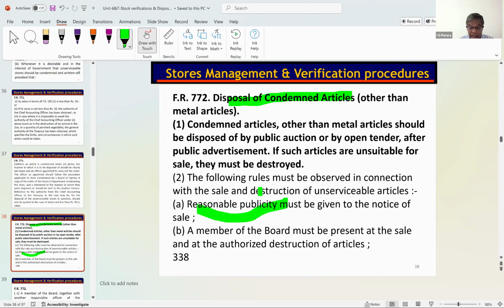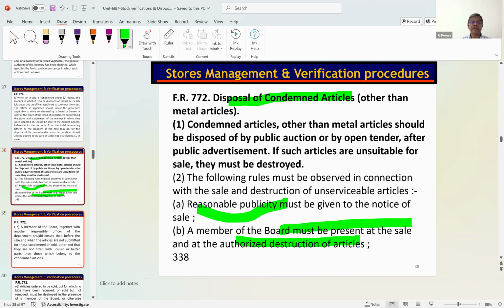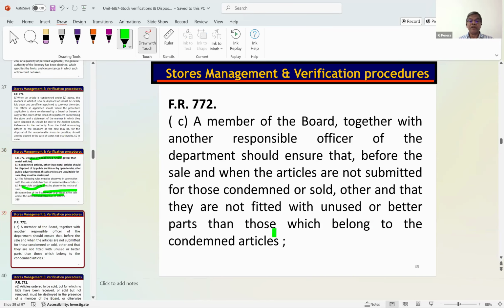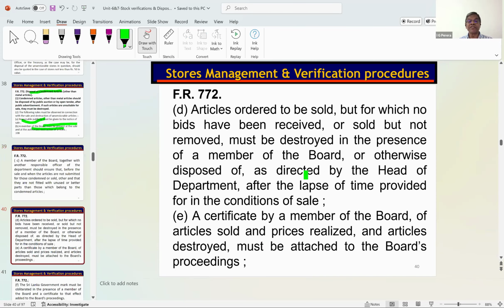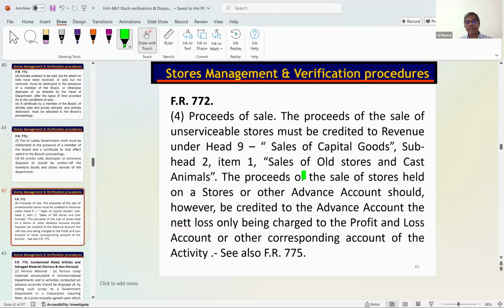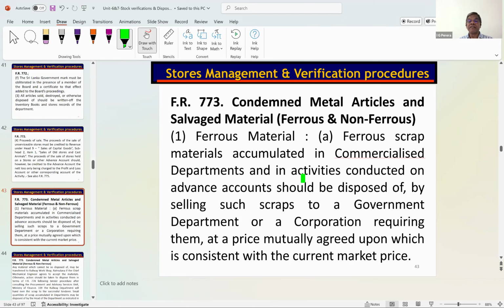එතන මේ විකුණන තැන, විකුණන දවසට, සේල් එක දවසට board of member කෙනෙක් represent කරන්න ඕන. A member of the board must be present at the sale and authorize destruction of articles as per 338. So please go through it. So those are the salient points. You can go into details.